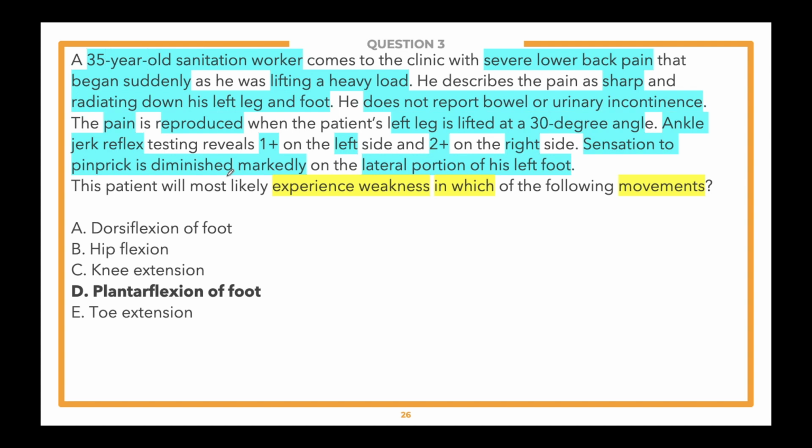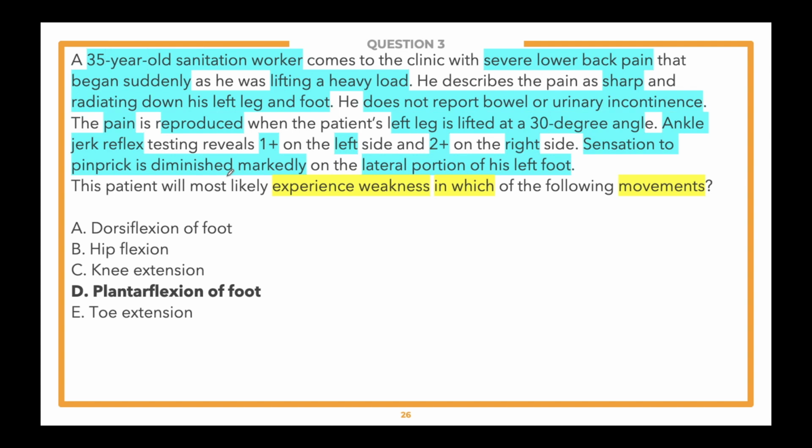Now, we do know that this patient has a positive straight leg test, which is when the leg is lifted at an angle less than 60 degrees, and you can reproduce that pain and that radiating back pain, and it radiates into the lower extremity. That's called a positive straight leg raise test, okay? And this is a little bit more specific for a herniated disc, okay?